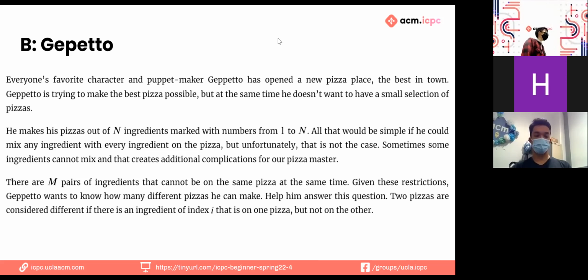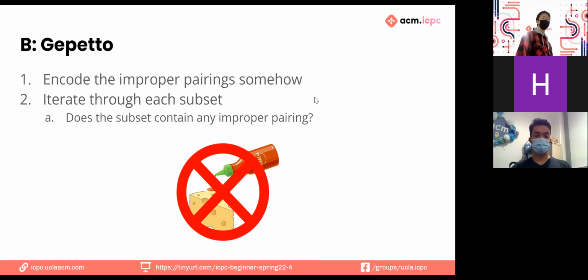Hopefully you had enough time to think about this problem. It's pretty interesting, right? I like this problem a lot. So to approach this problem, let's think about the things we need to do. First of all, we need to encode the improper pairings, invalid pairings somehow. Like you don't want to put stracci on cheese. That's not good. And then after encoding the improper pairings and storing them in your program, you want to iterate through all possible subsets of ingredients and then check whether each subset contains any improper pairing.